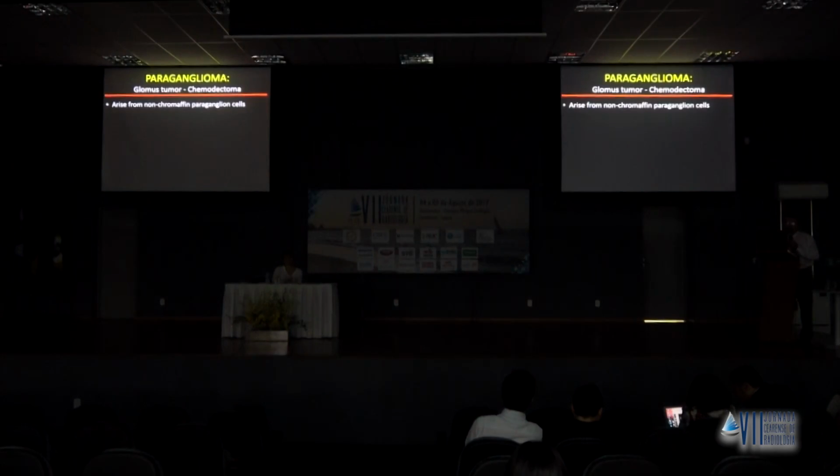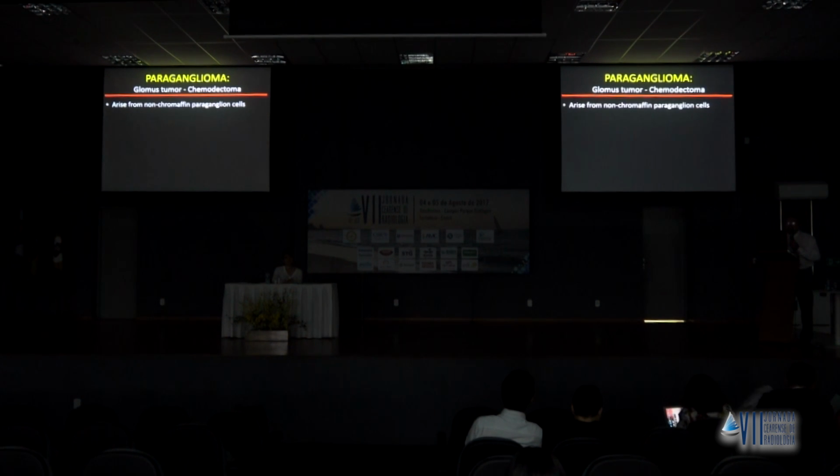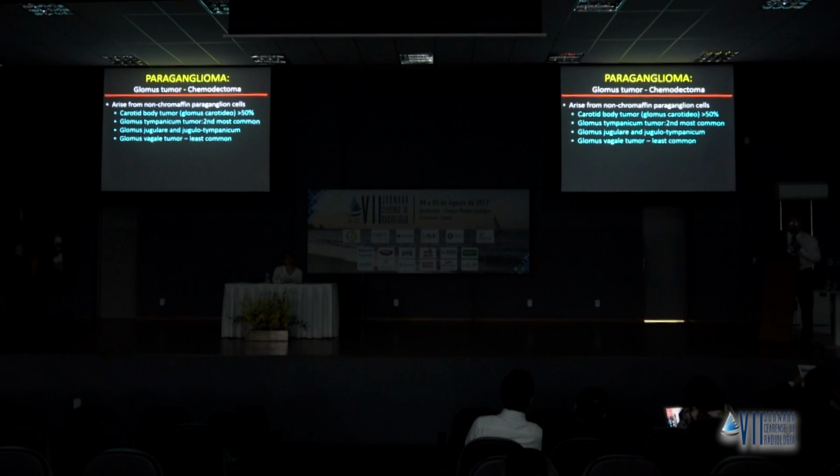So these lesions arise from the non-chromaffin paraganglioma cells, and they are classified according to their location into carotid body tumors or glomus caroticum. This is the most common, and they don't have a big supplying artery for embolization. They recruit vessels from the adventitia of the adjacent arteries. Glomus tympanicum is the second most common. Glomus jugulare and jugulotympanicum is the third.